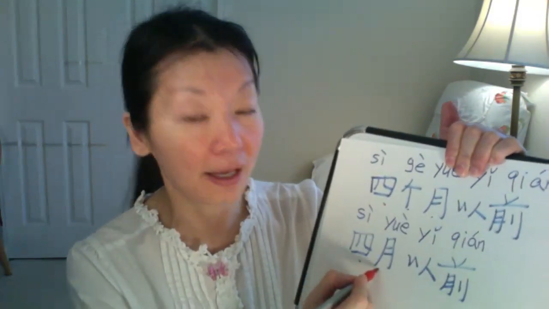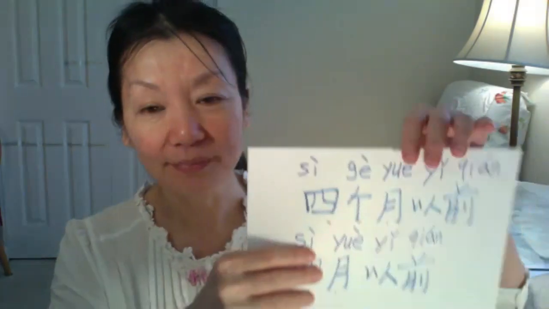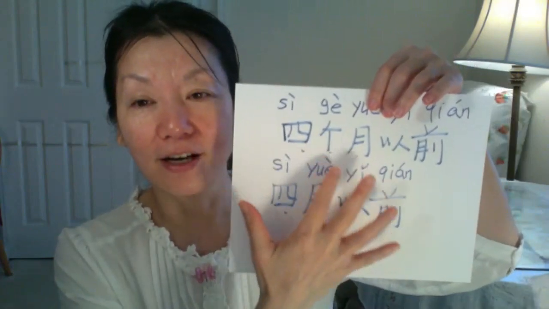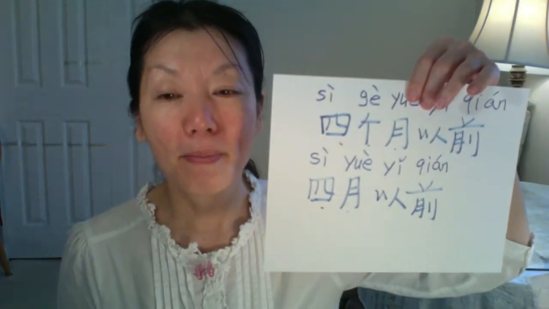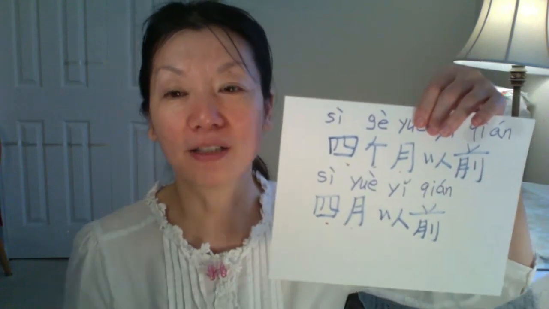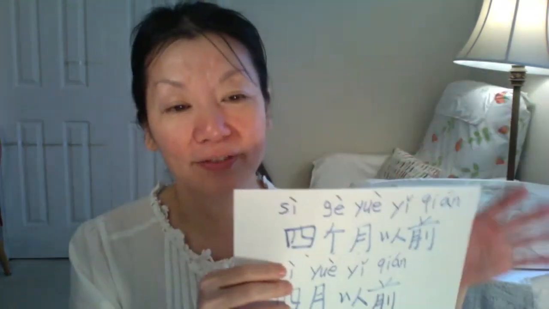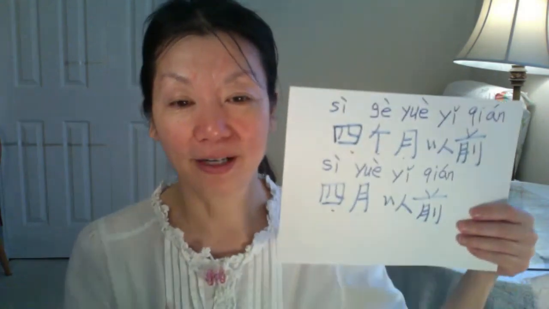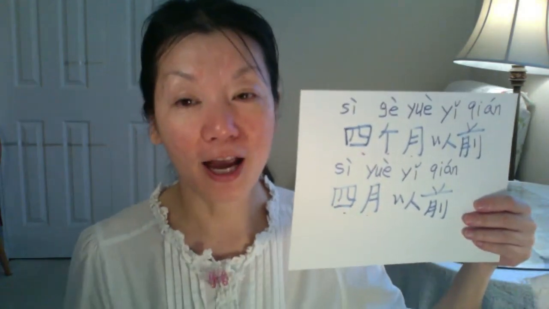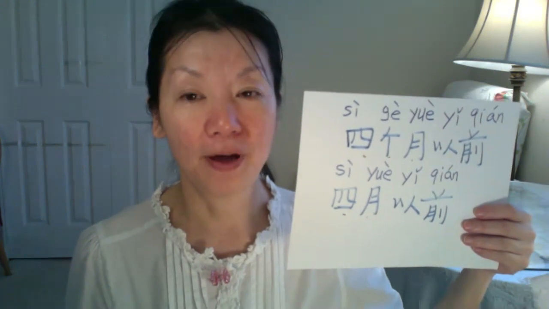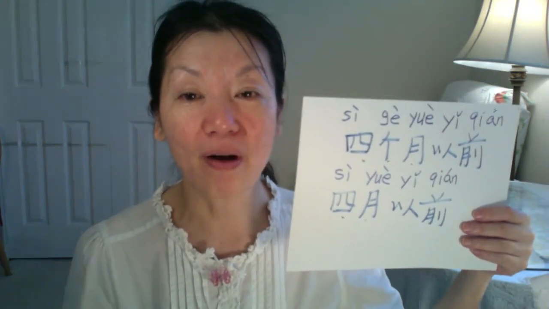Where is the difference here? Let's see. It's really funny, right? 四个月, 4 months ago. Very different here. Let's go back, okay? 四月 means April. Before April, right? 四个月, 4 months ago.